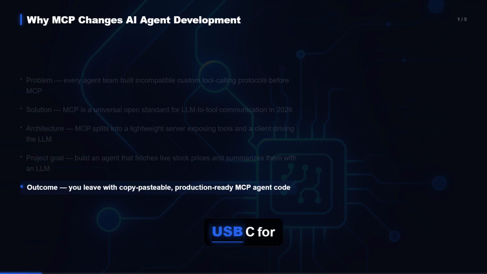Think of it like USB-C for AI. One standard connector, infinite devices. In this video, you are going to build a real MCP-powered agent in JavaScript that fetches livestock prices from a financial API and uses an LLM to summarize the market outlook.